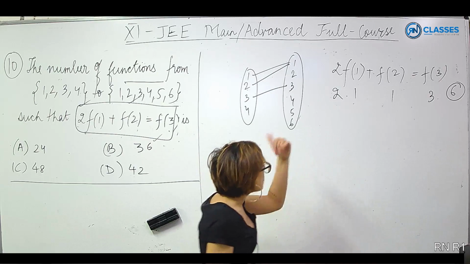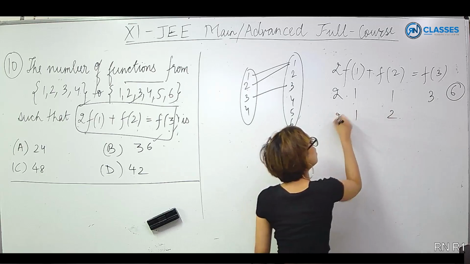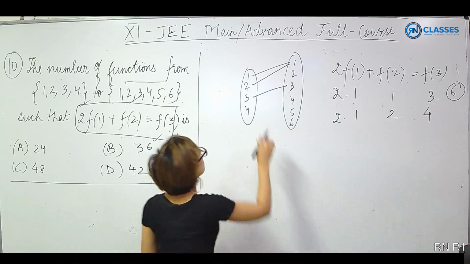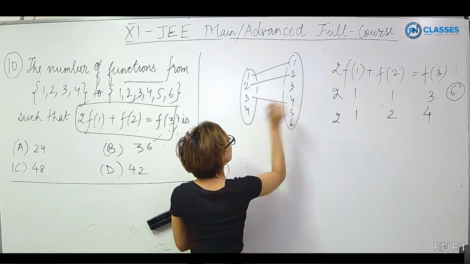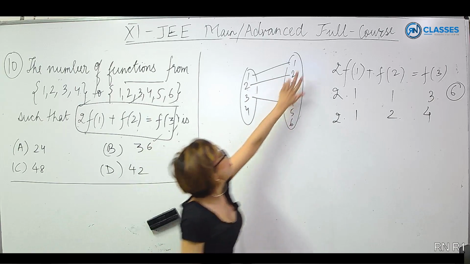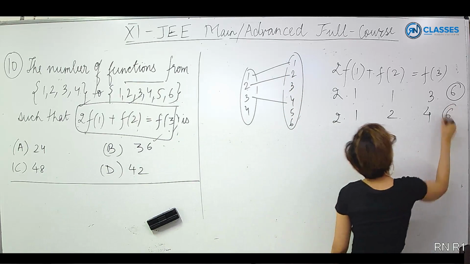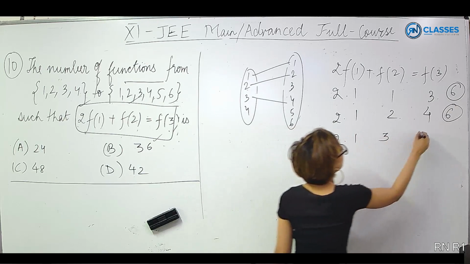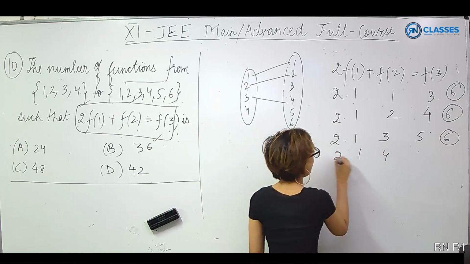Cool. Now next one. Now 1, 1. So let me take 1, 2. Now f of 3 is fixed to be 4. So 2 is associated with 2 and 3 is associated with 4. But 4 again has options: 1, 2, 3, 4, 5, 6. 6 more functions. I can see the pattern now. So if I do 1, 3, so that means I have 5 over here. 6 more functions. Then 1, 4. Then I have 6 over here.